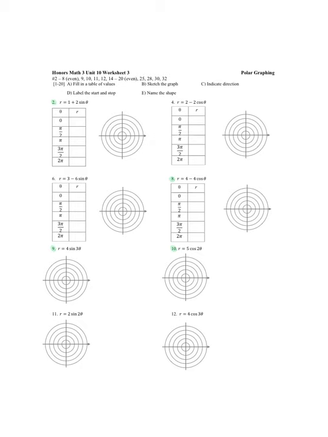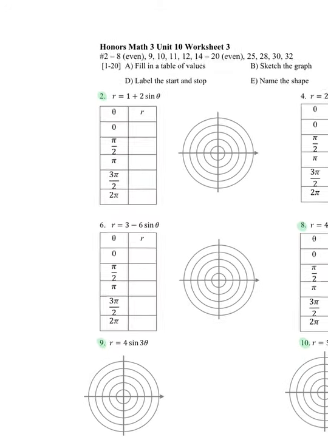All right, this is the homework help for Honors Math 3, Unit 10, Worksheet 3, but this will go with the Objective A component, so we split it between A and B. So this is just going to cover up through question number 12, so graphing cardioids, limacons, and petals only. Okay, so let's go ahead and start with question number 2.